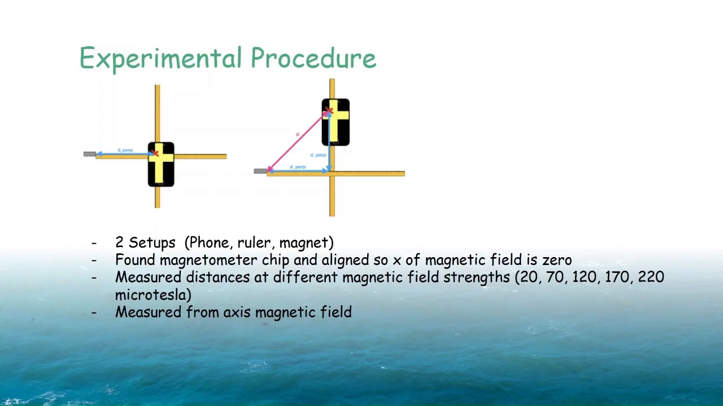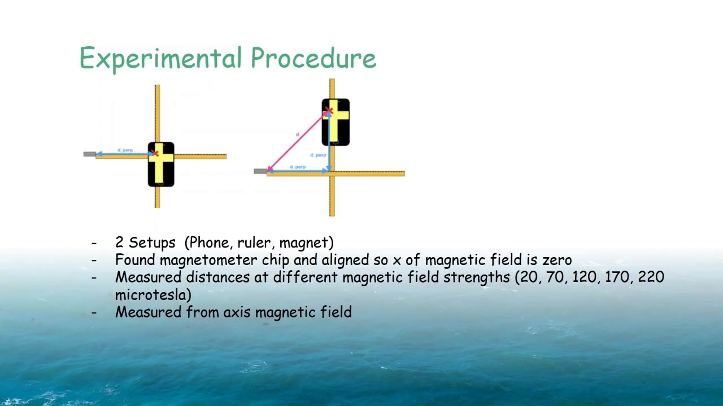And the location of the magnetometer chip was found by sliding the phone across a tape with the perpendicular magnet and marking where the x component was maximized and the y component was minimized. And then the phone was flipped 90 degrees and the process was repeated, except the y component was maximized and the x component was minimized.